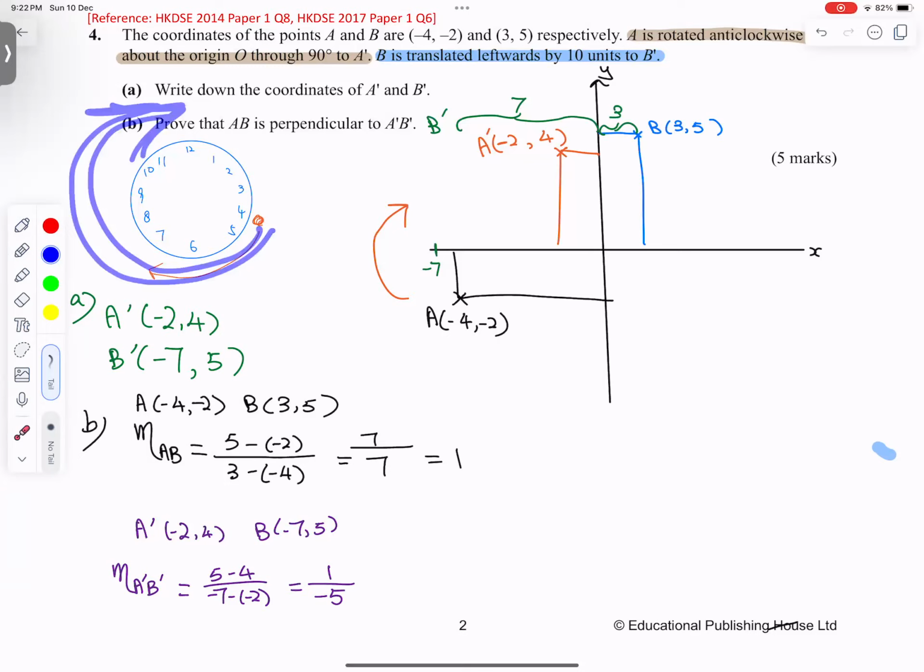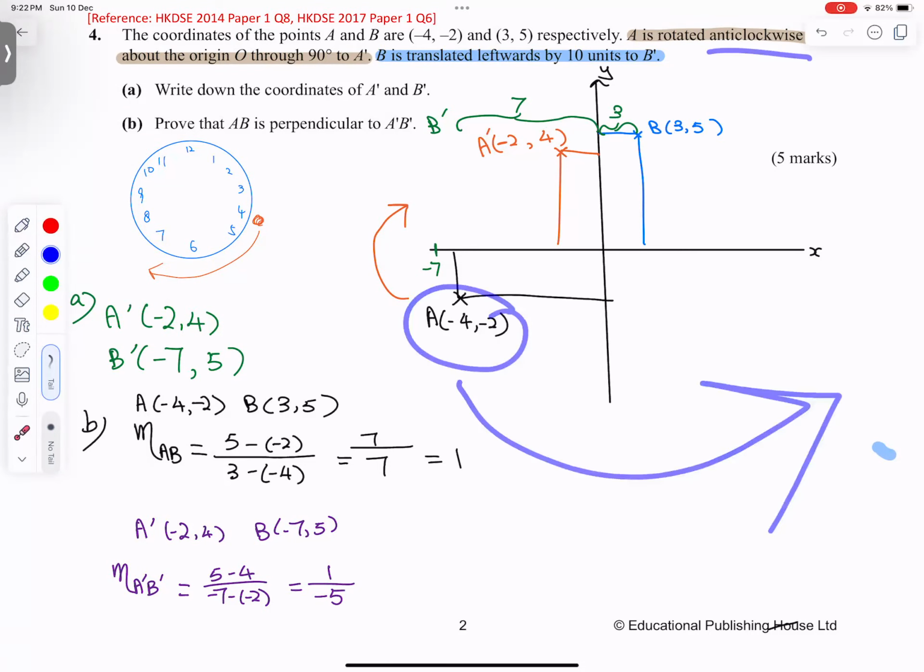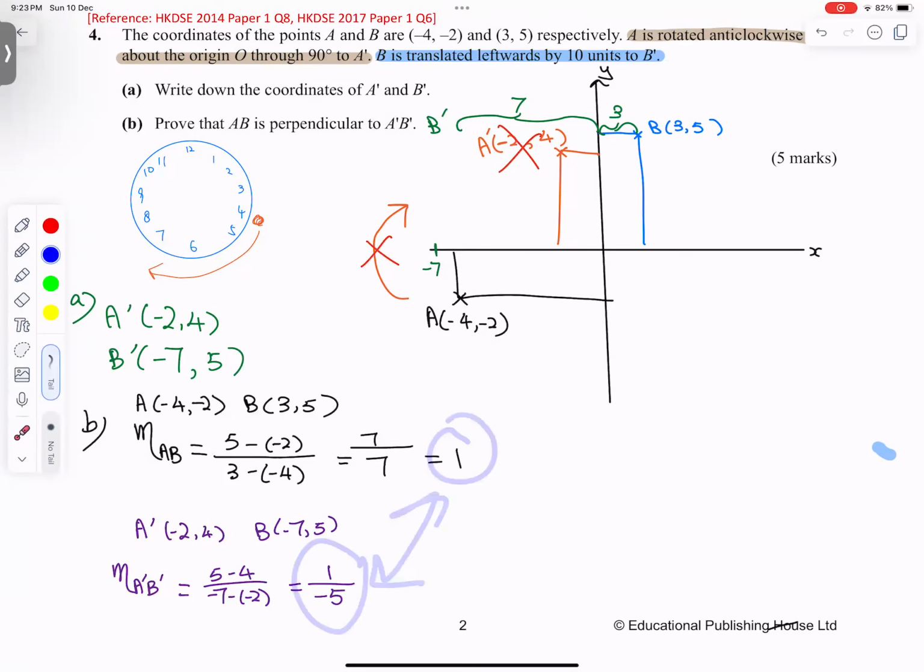And now how do I know if it's wrong? Because after multiplying by these two, I could not get a -1. But the question said that it's perpendicular, so it has to be -1. And since I could not get it, that means I did something wrong in the question. And the wrong part, usually it's the anti-clockwise and clockwise.